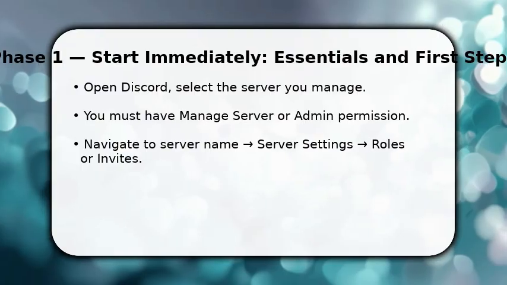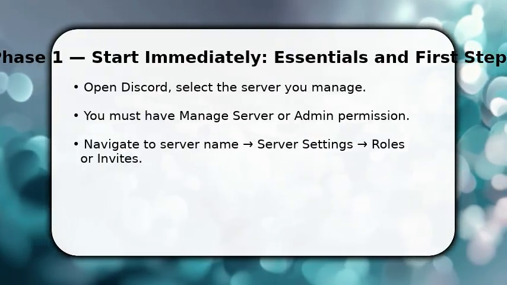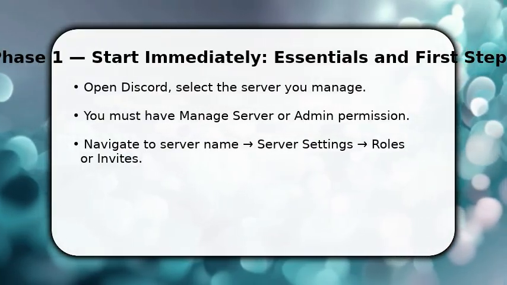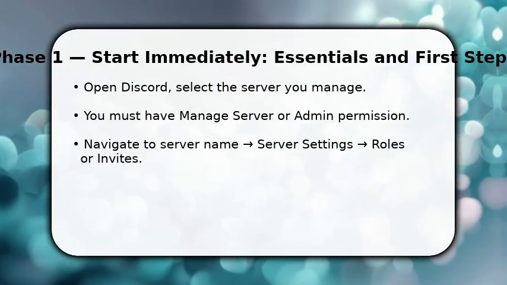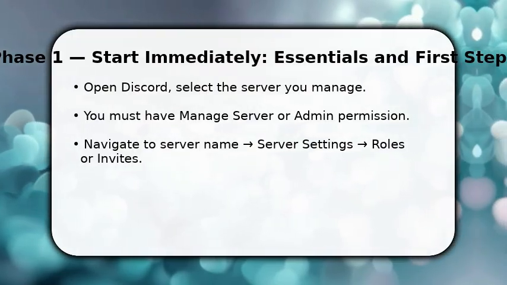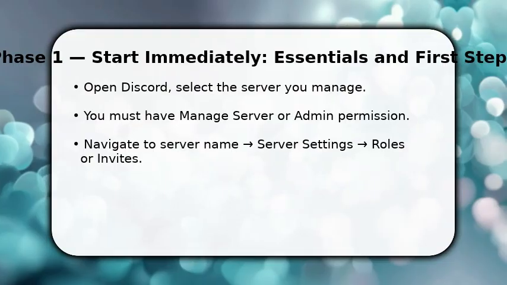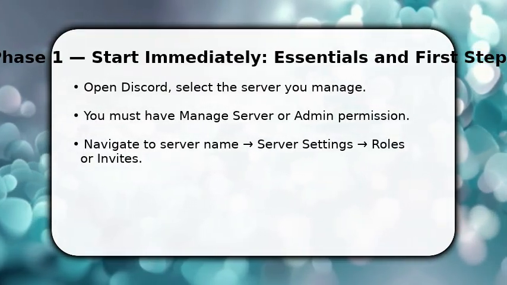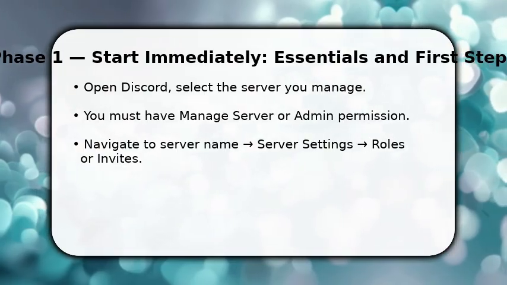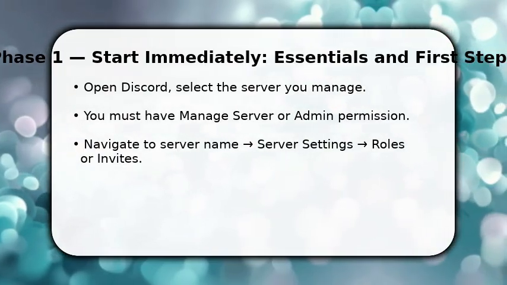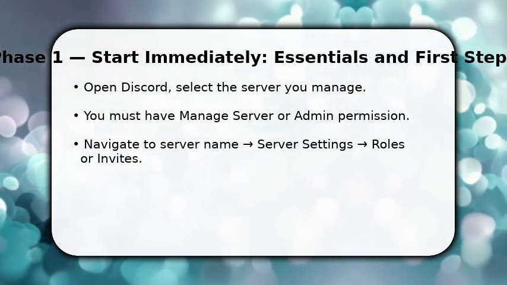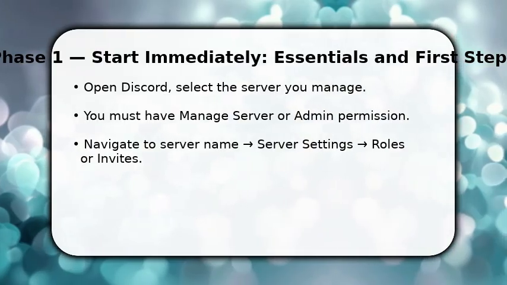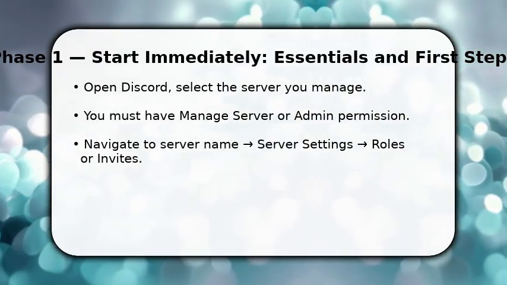You begin with permissions. Confirm you have managed server or admin rights because you can't change invite defaults otherwise. Once confirmed, click the server name, open server settings, and head to the invites section. Do this now. Make sure to also open roles so you can edit member permissions in the same session. This first step sets the stage. You'll stop invites at their source instead of policing links later, which saves time and prevents accidental joins.